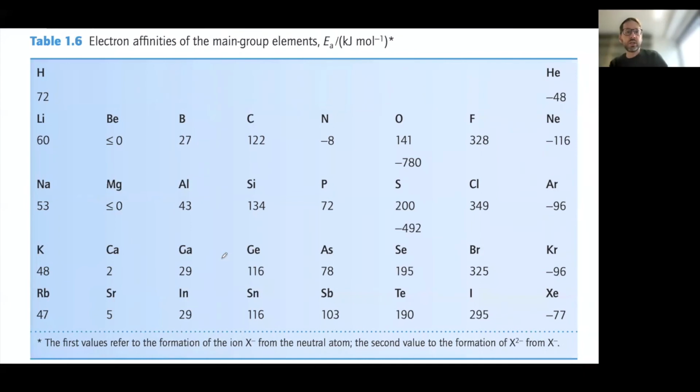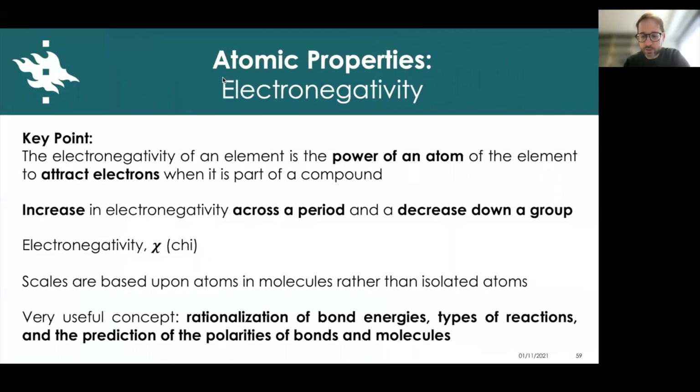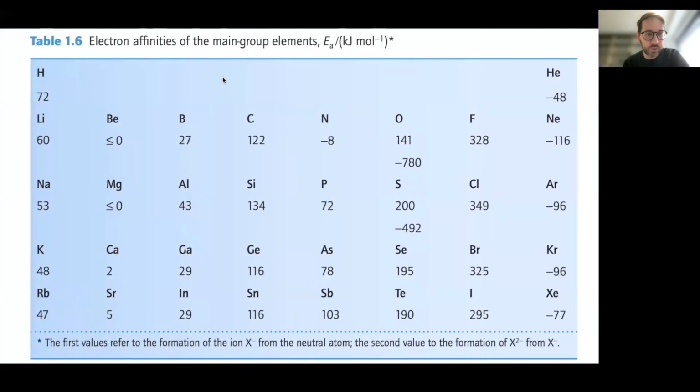All right, so here we have the electron affinities for the main group elements. Here we can observe what the trend is for these electron affinities.